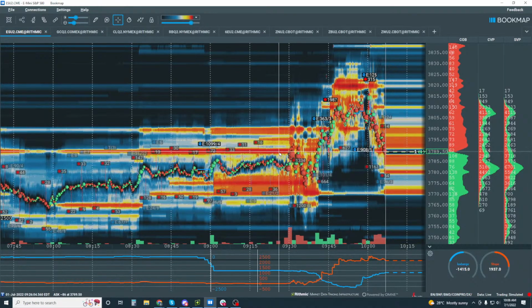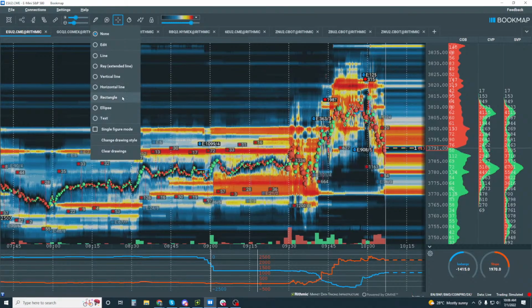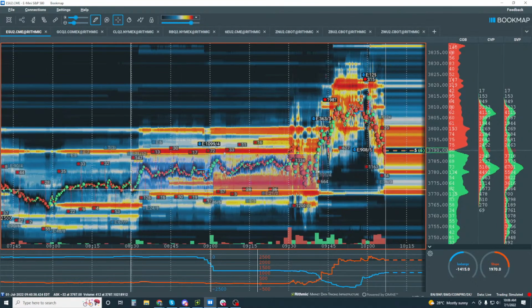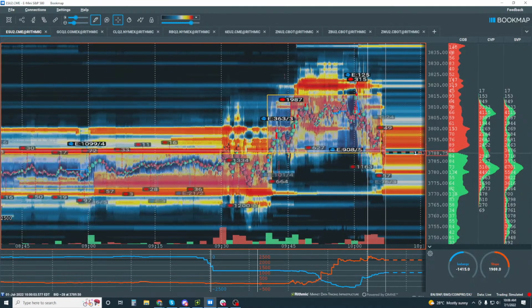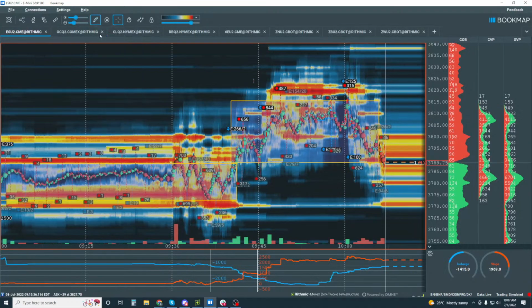Right where we are right now. Here's why. We can look at structure, and let's just mark it up here. Here's our sideways consolidation structure. Here is the move above it, and here's the retest to it right now. Let's zoom in and see if this is going to continue on.